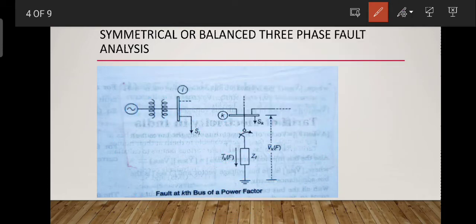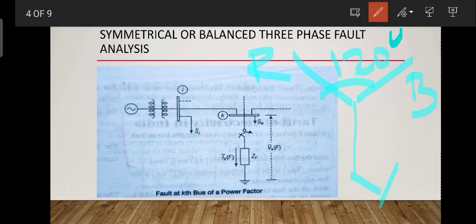So let's see, the symmetrical fault is analyzed on a per-phase basis. Here two phases carry identical current but with a phase shift of 180 degrees? Because there are three phases, one is phase red, another is yellow, another is blue, so they are 120 degrees apart from each other. All those three angles are 120 degrees apart from each other.